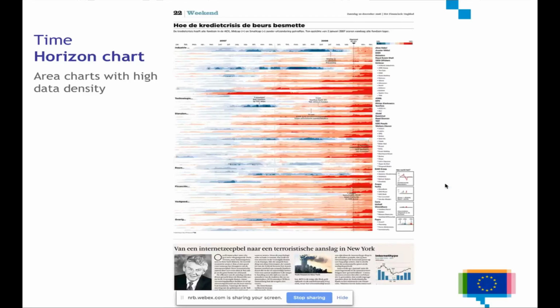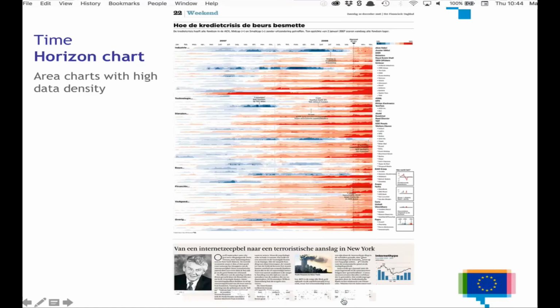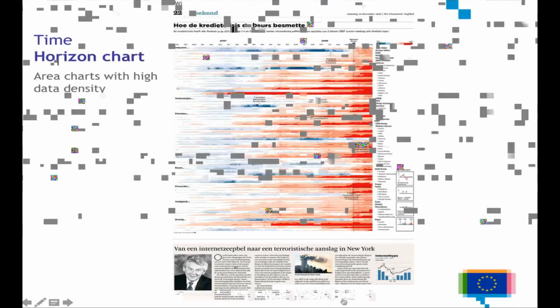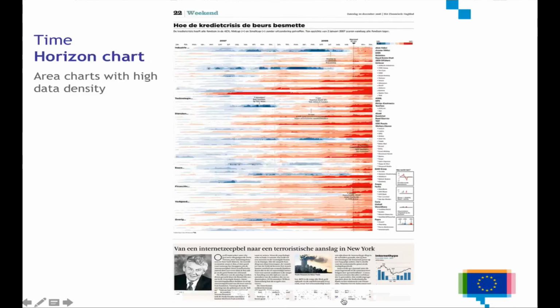So this was published in a Dutch financial newspaper some years ago. It shows you the effect of the financial crisis for different stocks at the Dutch stock exchange, and it's using the technique of the horizon chart. And you can see the dark red colors on the right. Those are the stocks that suffered the most from the economic crisis and that went down the most.